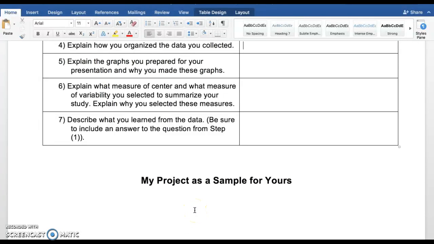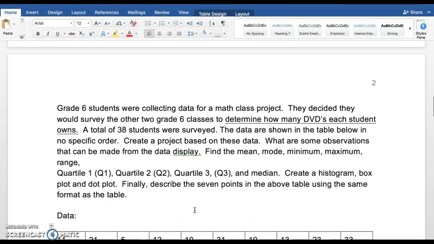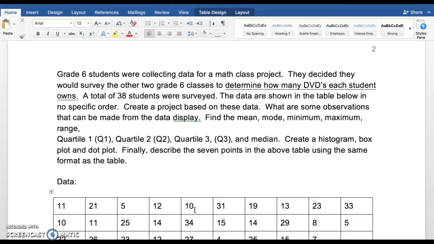Okay, I'm going to share my project as a sample for yours so that you know what to do. Grade 6 students were collecting data for a math class project. They decided that they would survey the other 2 grades and grade 6 class grades to determine how many DVDs each student owns. So that's my statistical question. A total of 38 students were surveyed. The data are shown in the table below in no specific order. Create a project based on this data.